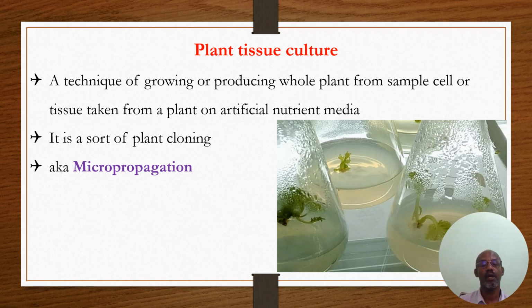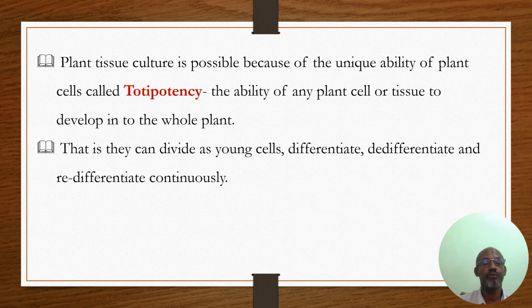Therefore, it's a very fast way of getting seedlings. It is also known as micropropagation. Micropropagation is the other name for plant tissue culture. Plant tissue culture is possible because of the unique ability of plant cells.